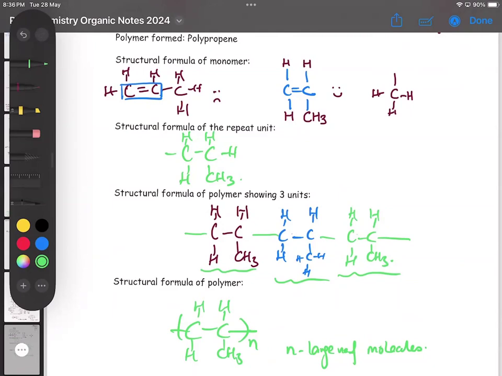All right, any questions for this? If not, we go to the last two, which is condensation polymer, and we are done.